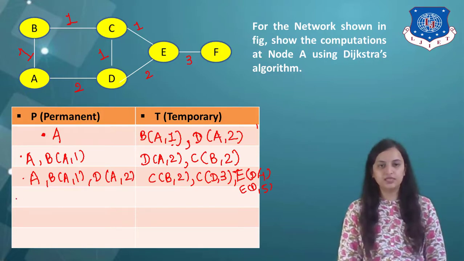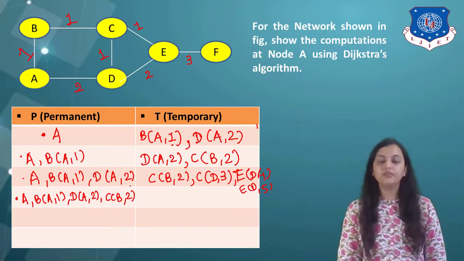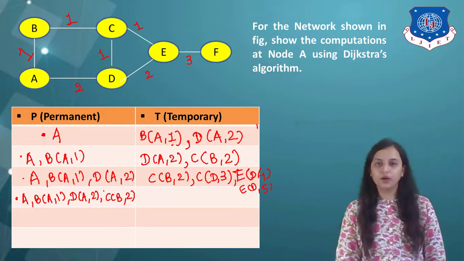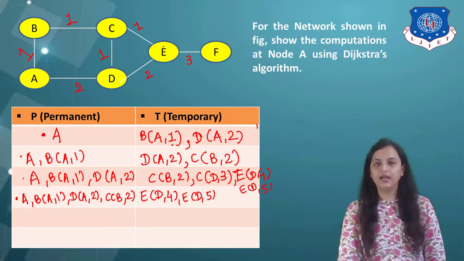So now on the permanent side, the values will be A, B, A1, D, A2 and C, B2. Okay. Now as this C is shifted to the permanent side, we have to neglect these values for the C. Now the left values which we need to carry forward are ED4 and ED5. Okay. Now we are reaching at the node C. So we have to check the connections for the node C, which is B, D and E.